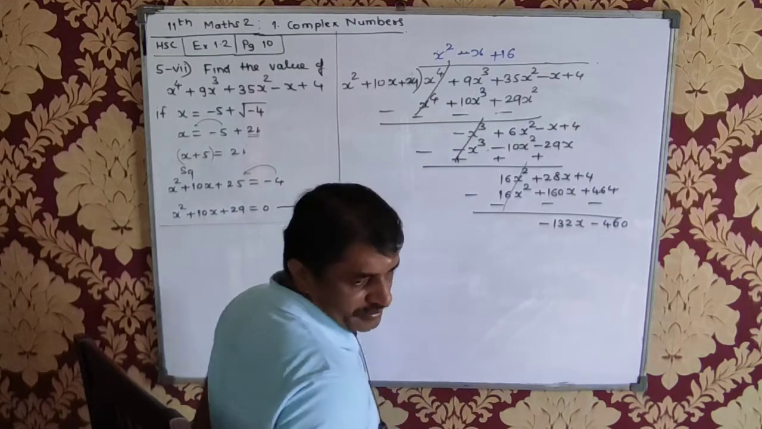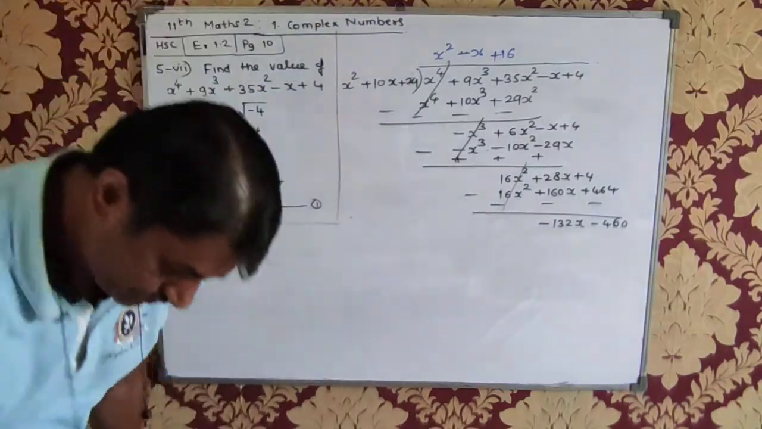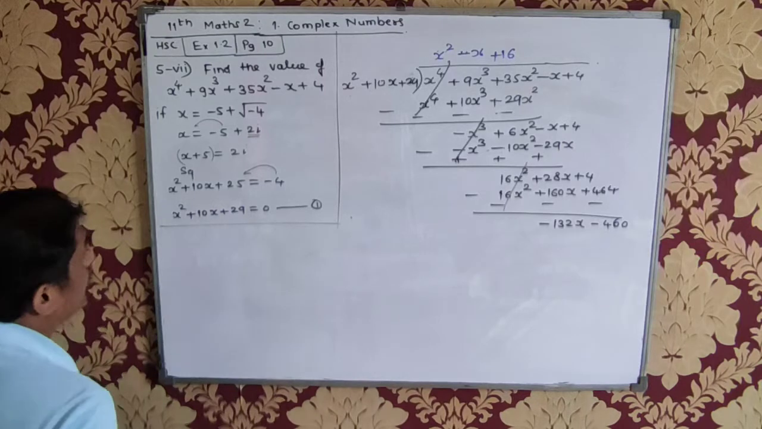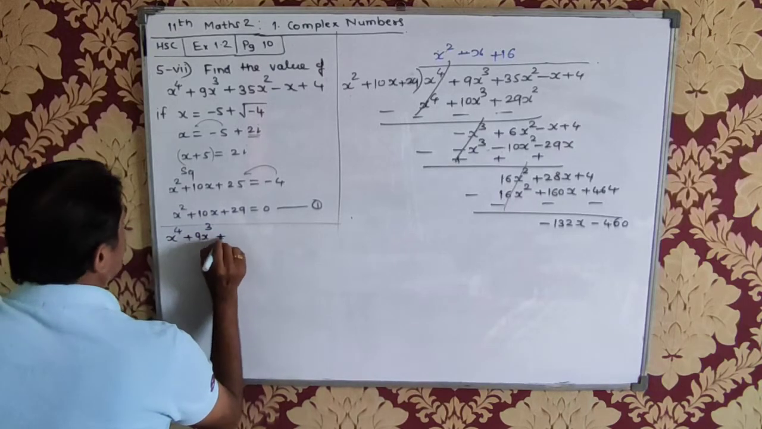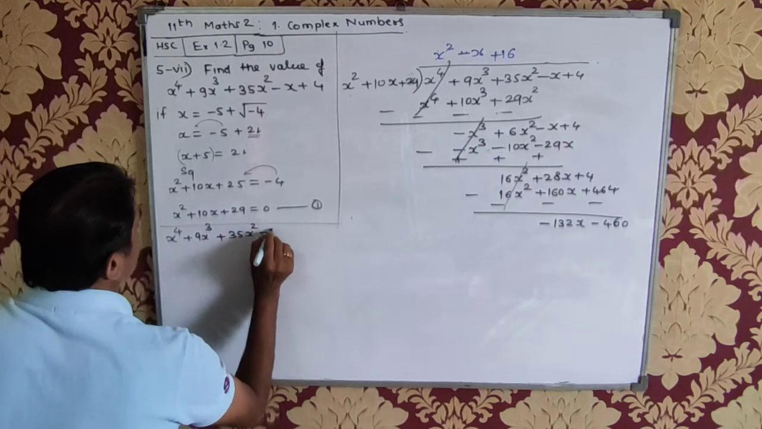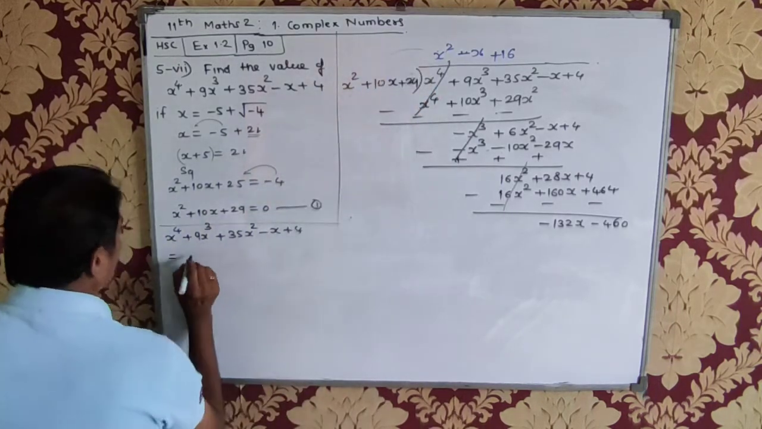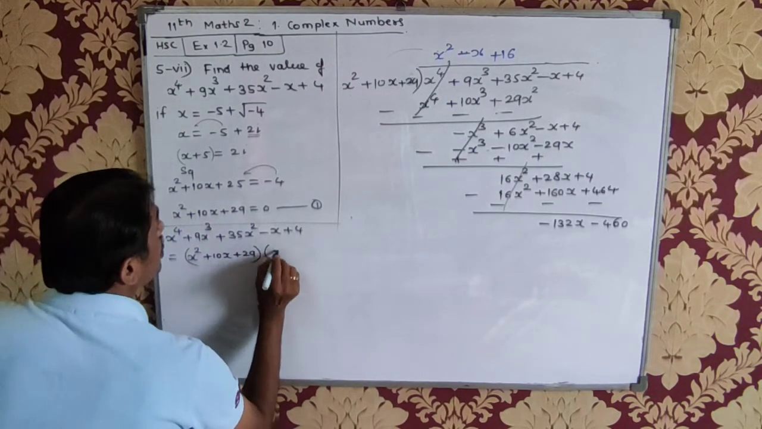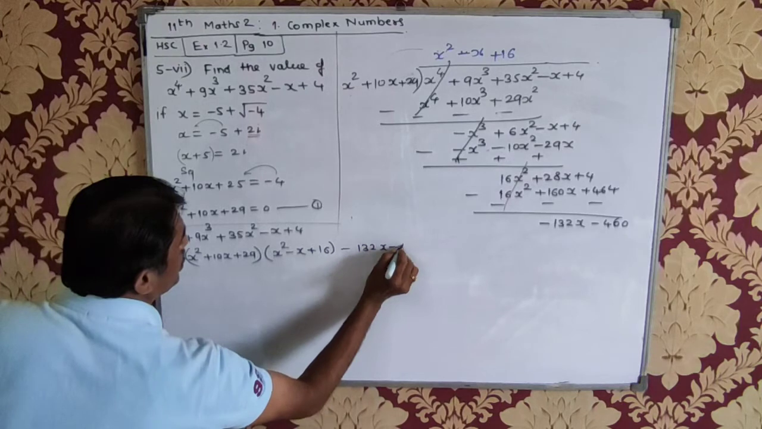And this is the quotient and the remainder. Minus 132x minus 460. Therefore, x raised to 4 plus 9x cube plus 35x square minus x plus 4 is equal to the quotient times the divisor plus the remainder. That is x square plus 10x plus 29 into x square minus x plus 16, minus 132x minus 460.